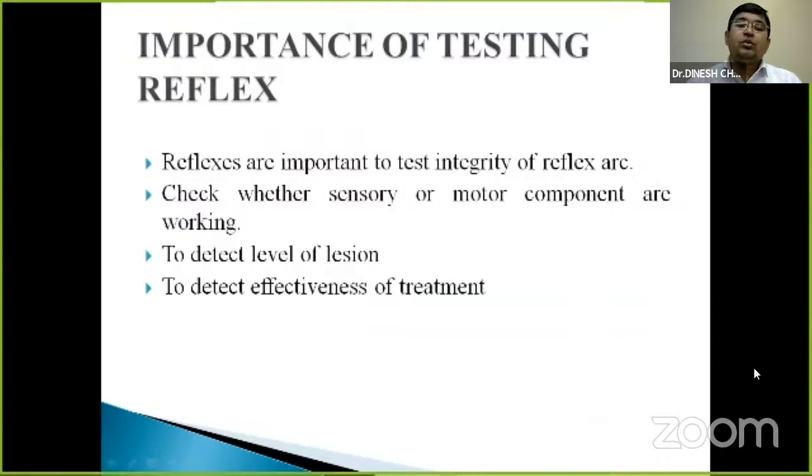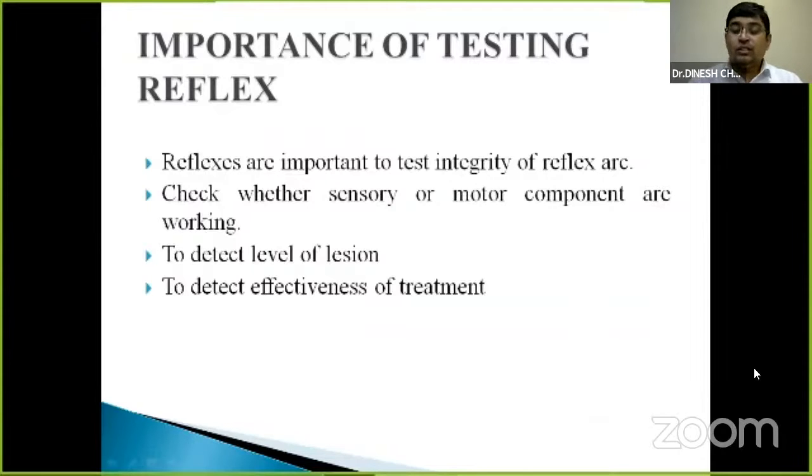Next is to check whether the sensory or motor components are working or not. That means whether in the ascending information the problem is at the center or the efferent organ.